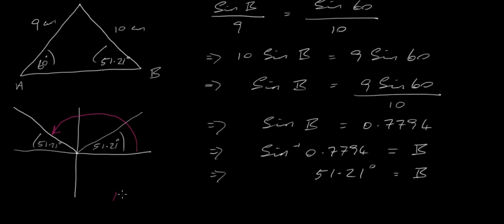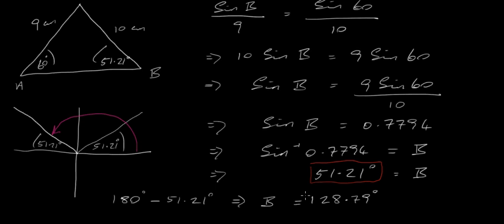Well, it's just simply 180 degrees minus 51.21 degrees. That will give me another measurement for B, as 128.79 degrees. So B can be this particular angle here, or this particular angle here. So we have two answers.